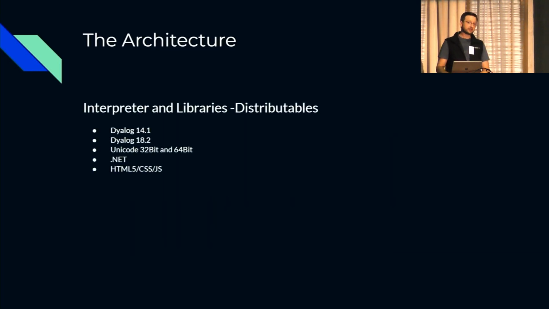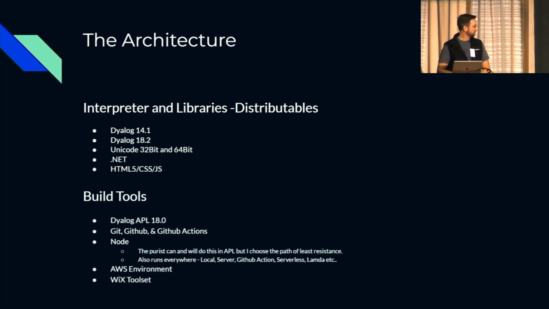I want to go over the architecture of it because there's a lot of moving parts, and that makes it difficult to build. The interpreter and the things that we distribute is Dyalog 14.1. We still use it, and it's in production. It's been running very well. We've now started using 18.2, and our actual customers are being delivered CAS in 18.2. Unicode 32 and 64-bit. It's actually shocking. We still have people requesting 32-bit installers as much as we don't want to provide them. .NET and HTML, CSS, JavaScript. You're going to hear me talk a lot about that.